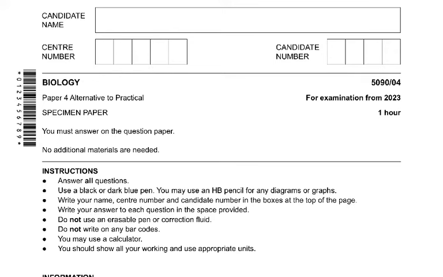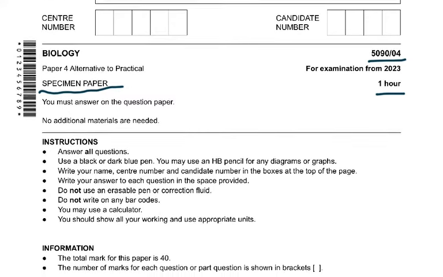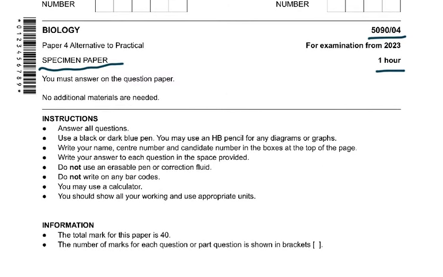As you can see, this paper 0904, this is a specimen paper and this is not the actual paper and this is for 1 hour and you are to answer all the questions. You can see what is allowed: use a black or blue pen, you may use an HB pencil, do not use an erasable pen or a correction fluid. That's very important that you know that. Do not write on any barcodes. You may use a calculator. The total marks is 40 and the time is 1 hour. So please remember the time is 1 hour, not 1 hour, 15 minutes or something like that. And suddenly you say, oh my God, I didn't know this was 1 hour.